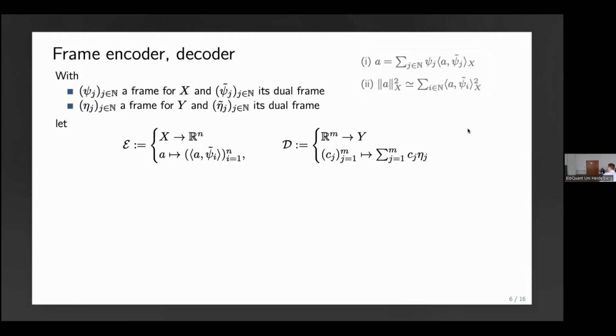Now, using this, with psi j being this frame on the input, eta j being this frame on the output space, what is now my encoder and decoder? It's very simple. The encoder takes an A and maps it to the first n frame coefficients in this expansion. So it takes the inner product with respect to the dual frame. And the decoder takes a finite sequence, c1 to cm, and does a linear expansion in terms of the output frame. So I just use frames to represent inputs and outputs, is the message here.